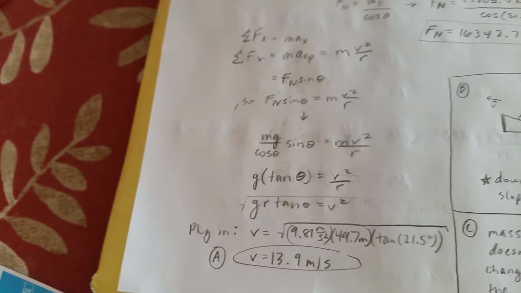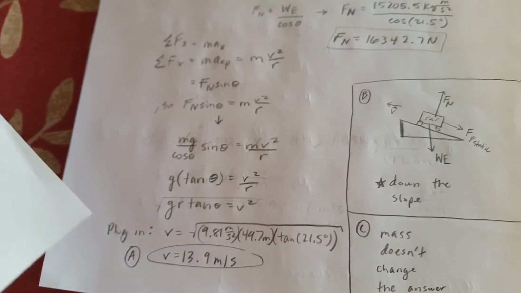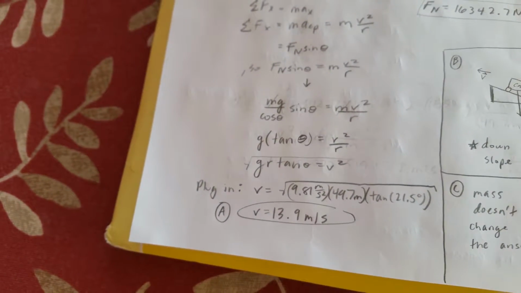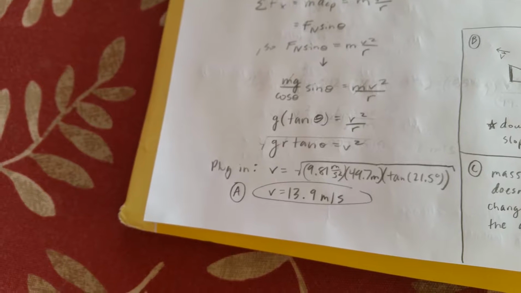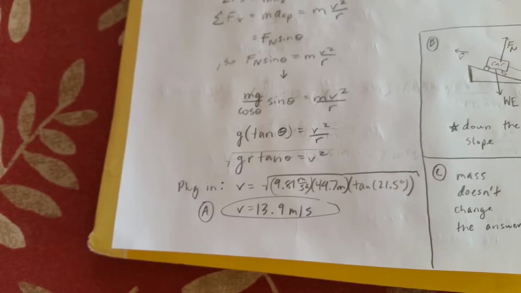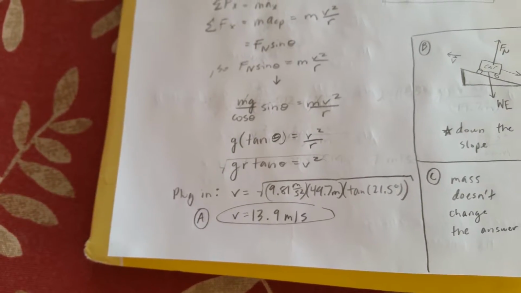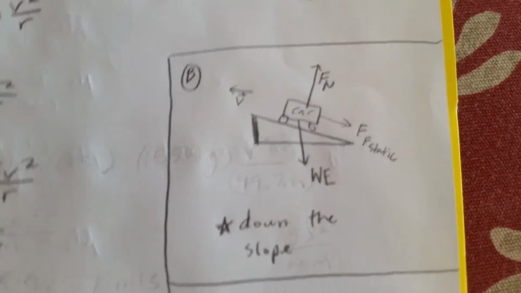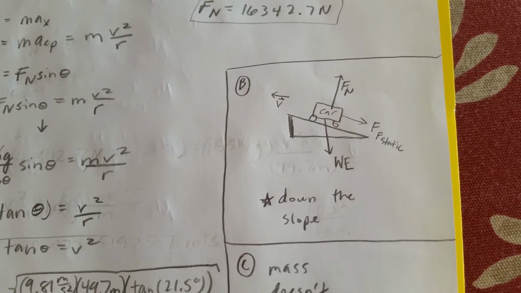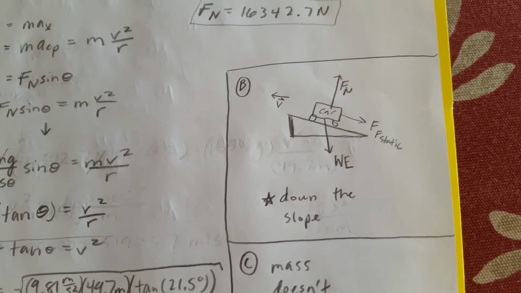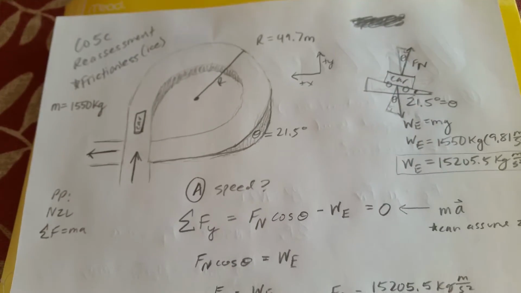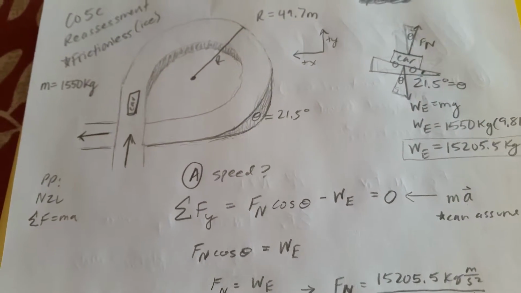And then for part B, it says if the ramp is not icy, then static friction will act on the tires to prevent the car from skidding off the ramp. If the car enters the ramp with a speed higher than the speed you calculated, which way will the friction force point if the car does not skid? So for part B, I drew a new free body diagram because it's the same exact situation, but now you're adding static friction to it between the tires and the road.